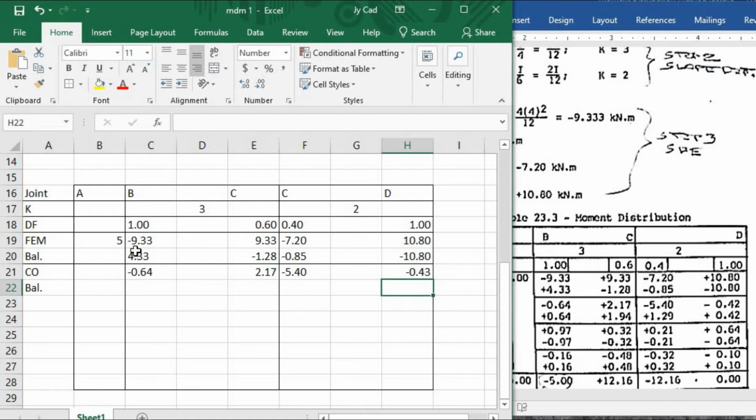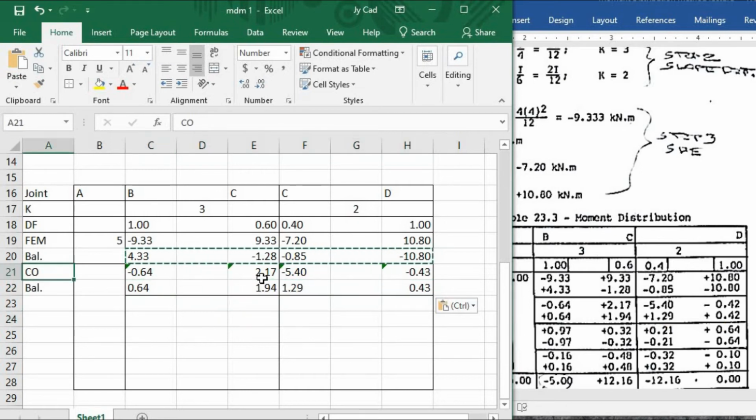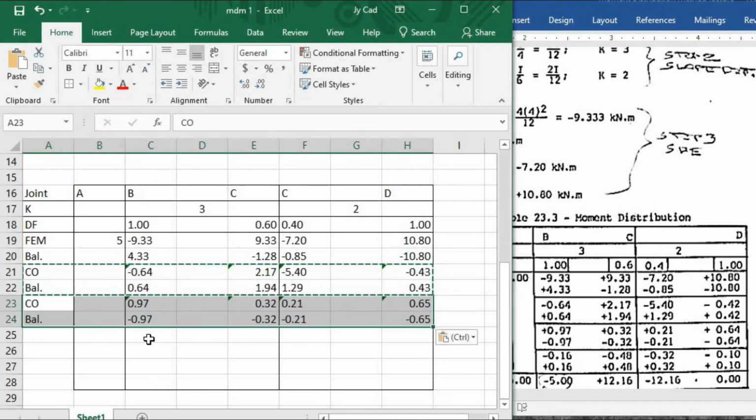We now copy this balance ng first cycle. So Control C, paste ko dito. Yan. Okay, so let's check. 0.64, 194, 129 tsaka 0.42. So, okay na yan. Next is, I will now copy again your second cycle. Notice na hindi pa sila parehas. Ito, no? So, copy this. Paste it below. That will be your third cycle. O, yan. So, mapansin nyo na parehas na sila, di ba?